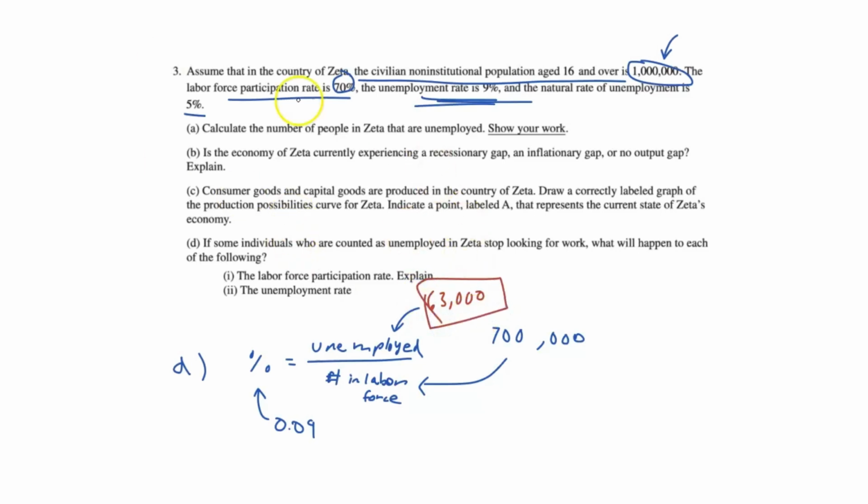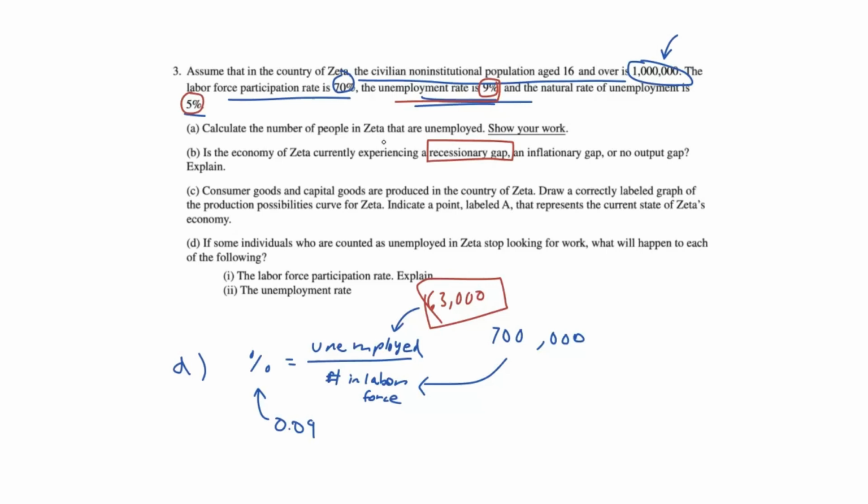Cool. Let's move on. It says B, is the economy of Zeta currently experiencing a recessionary gap, an inflationary gap, or no output gap? It is currently experiencing a recessionary gap because of their unemployment rate. See, their unemployment rate is at 9%, whereas the natural rate of unemployment is 5%. It's not great. I mean, just because you have 0% unemployment, that doesn't necessarily mean it's good. You want a natural rate of unemployment. But in this case, the unemployment rate is 9%.